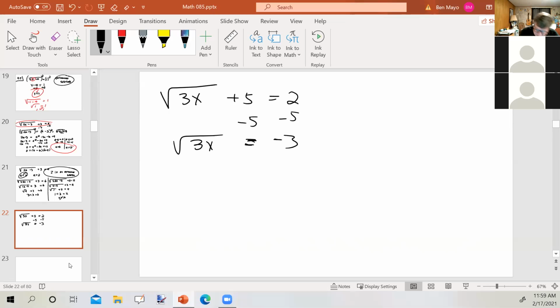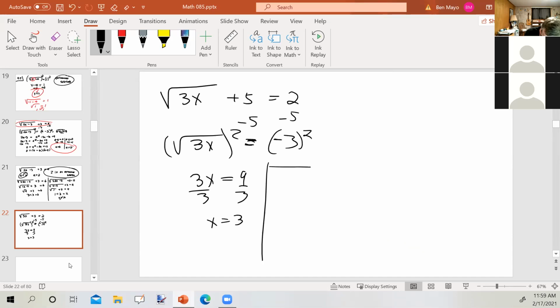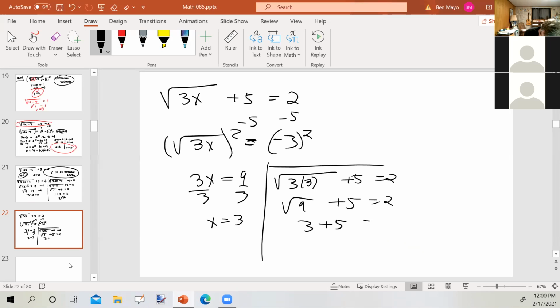Now, consider this. When you take an even root, you can't get a negative answer. So the square root of 3x cannot equal -3. So I already know something's not right, okay? But let's continue on. Now I'm going to square both sides, and I get 3x equals 9. Divide by 3, x equals 3. Let's plug that in. I get the square root of 9 plus 5 equals 2. 3 plus 5 equals 2, 8 equals 2.